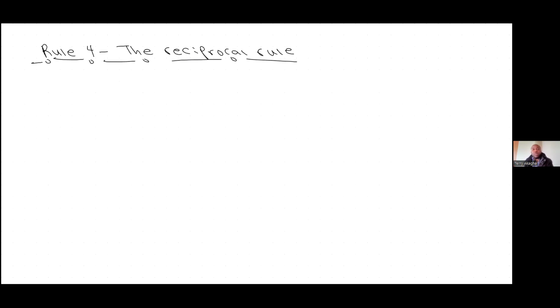So we're going to talk about the fourth rule now, which is the reciprocal rule, okay?